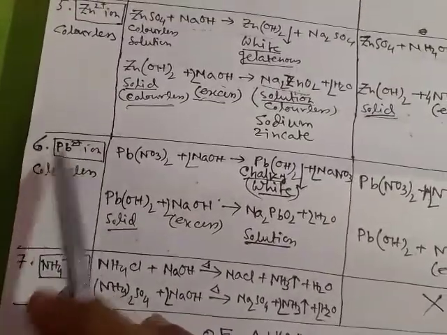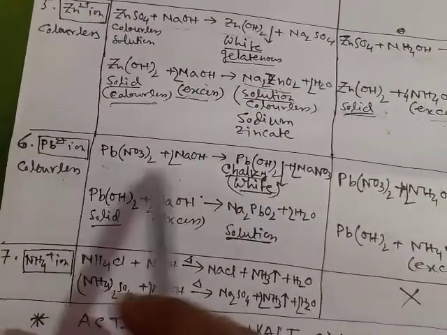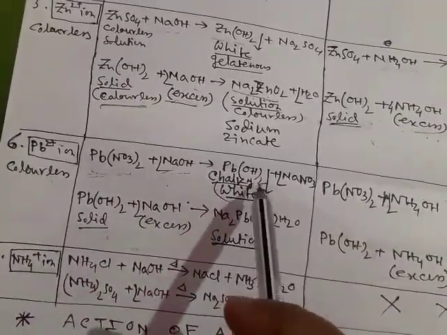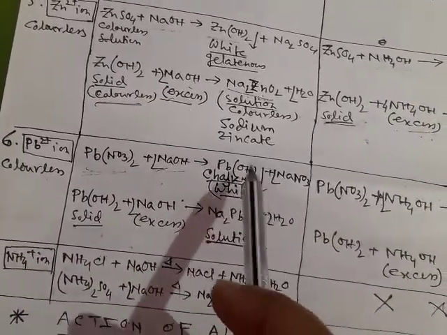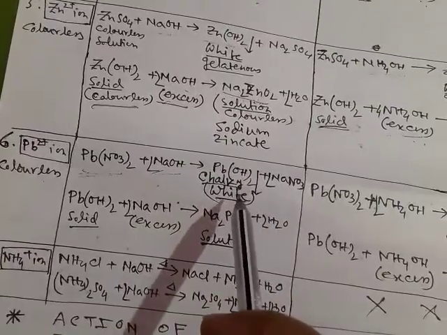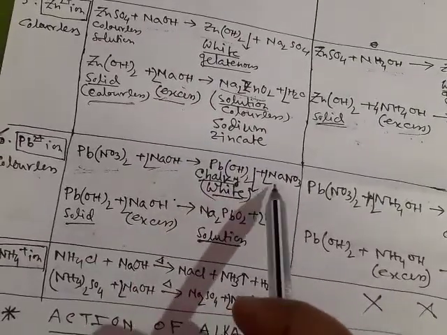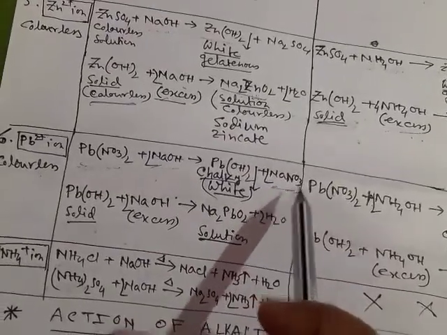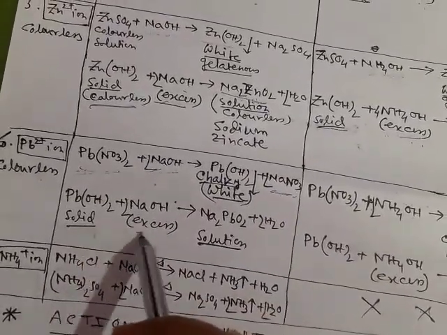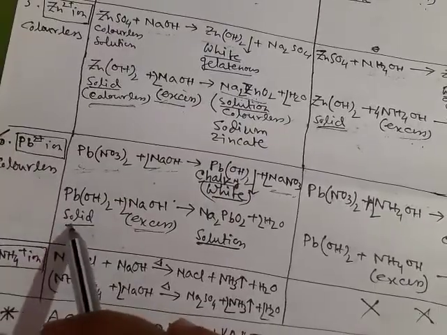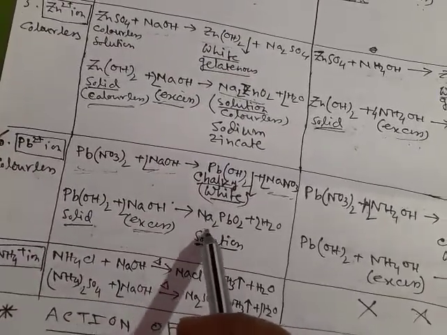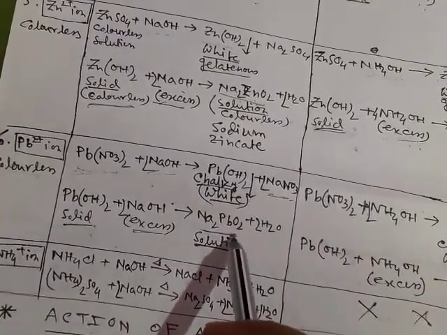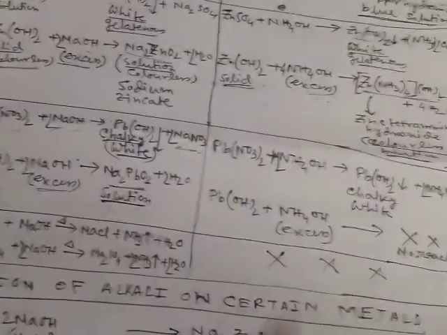Now, lead ion, this is also colorless. If you add sodium hydroxide to lead solution, then a chalky white precipitate of lead hydroxide will be obtained, and you will get sodium nitrate that remains in solution. And in the presence of excess NaOH, this chalky white precipitate becomes soluble due to formation of sodium plumbite. This is soluble, this remains in solution.